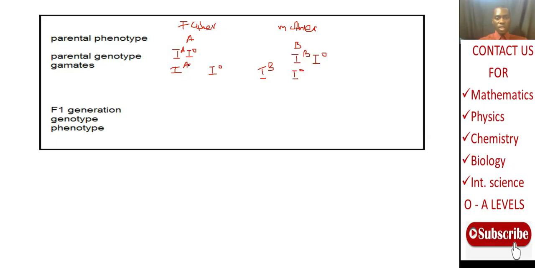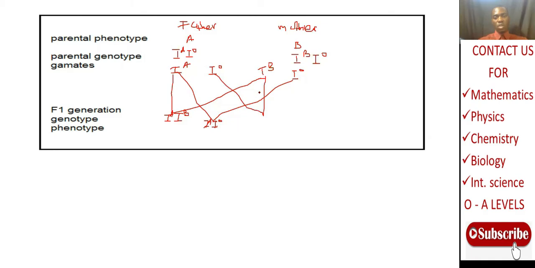So this one is this one. This one is that one. This one is that one. That one is that one. Then we start our crossing. So our crossing, this one will cross with this one. Then we have IA IB. Then this same one here will cross with this one so that we have IA IO. We go to the second one.